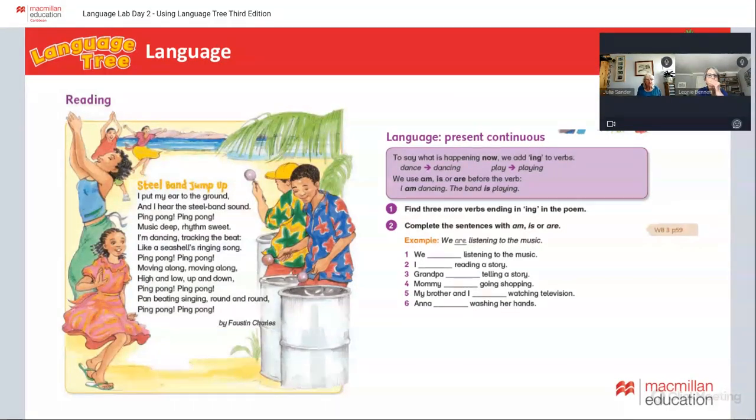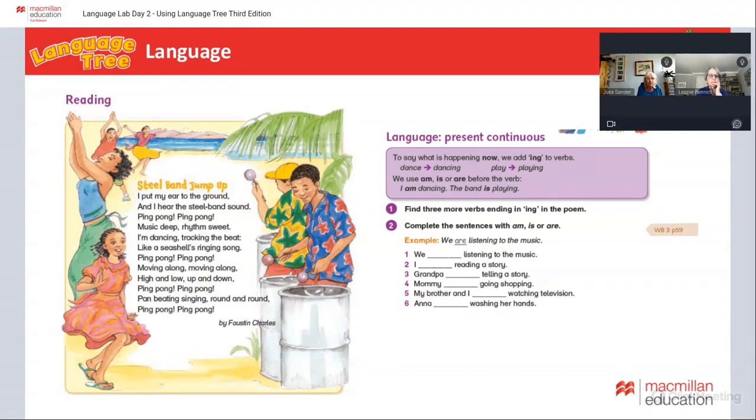Right, this is now grade 3. The previous exercise was grade 1, and this is an example of how you can use one of the comprehensions to develop language skills, because the Steel Band Jump Up poem is a poem that uses a lot of present participles, even the present continuous. I'm dancing, tracking the beat, and so on.